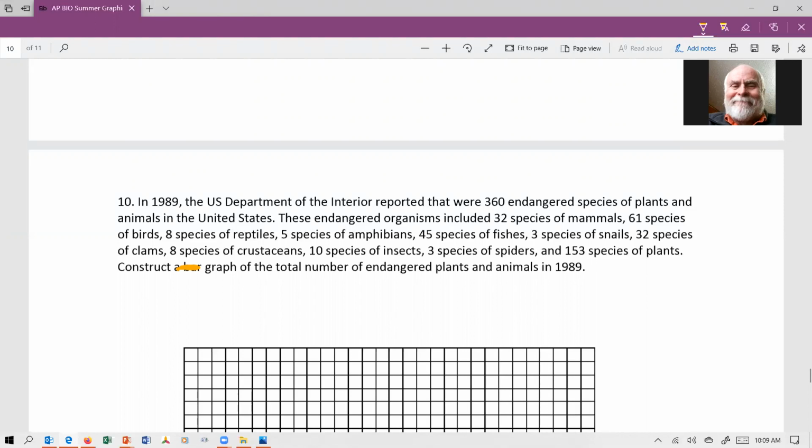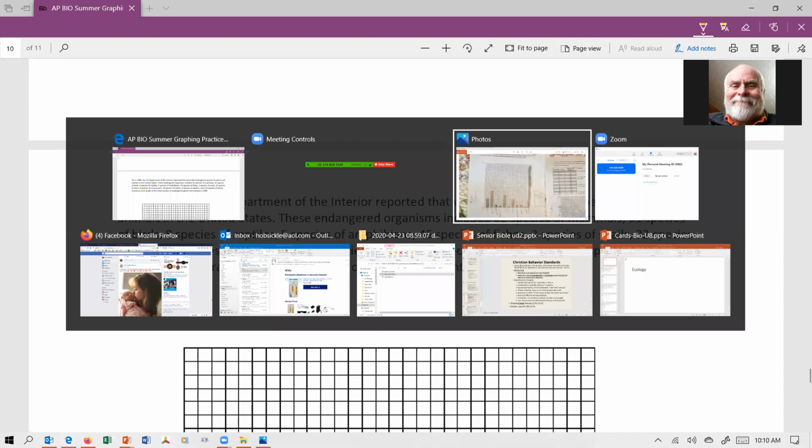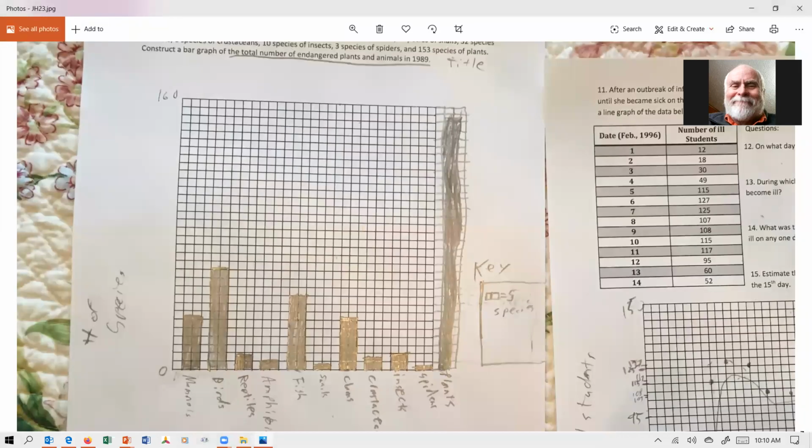So species versus number on the endangered species list. Not continuous, random sorted data, not over a period of time, all adds up to a bar graph, which I assume the rest of you made, like good boys and girls, but Josh did.